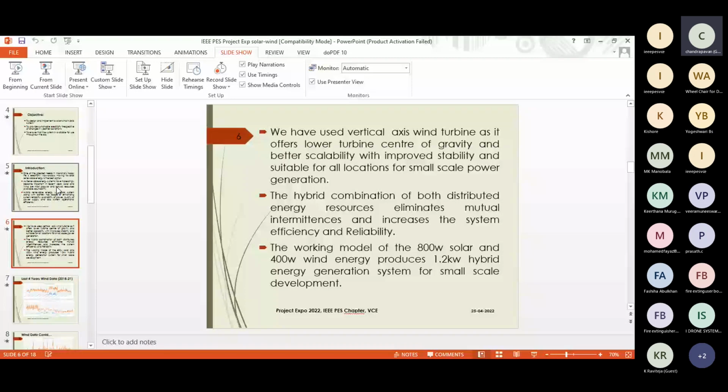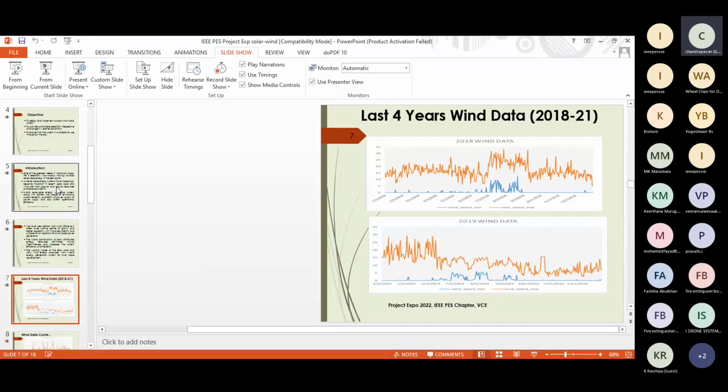We have also implemented this project in our college, and this is the data we collected from the past 4 years, the wind data. Before we proceeded with this expo project, we collected the wind data from the last 4 years, from 2018 to 21. This is the data.